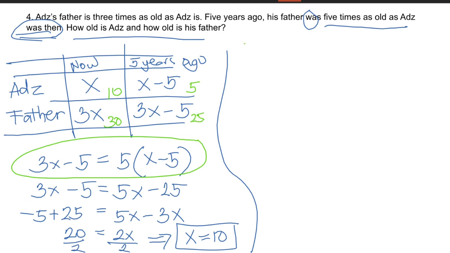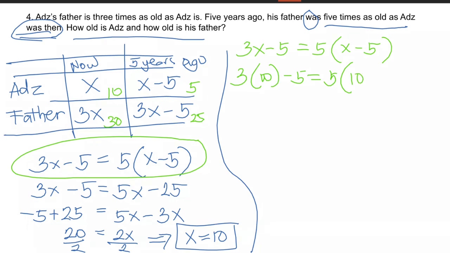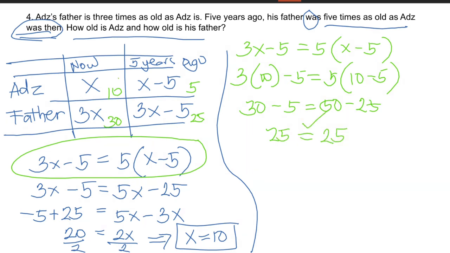Now let's check using our equation. We have 3x minus 5 is equal to 5 times quantity x minus 5. And we replace all x's by 10. So we have 3 times 10 minus 5 equals 5 times 10 minus 5. And we solve the equation. We will have 30 minus 5 is equal to 50 minus 25. So we will have 25 is equal to 25. Therefore, the ages of Ad and his father are 10 and 30.